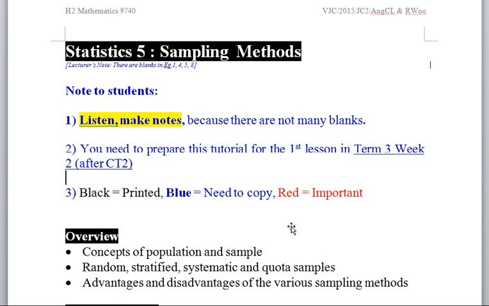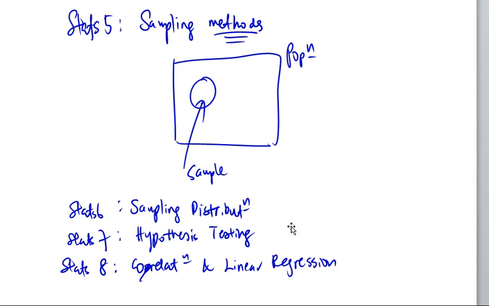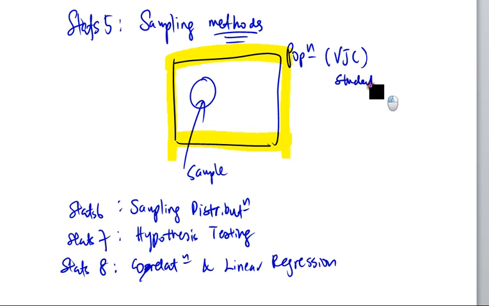Okay, let's talk about sampling methods. What is a population and what is a sample? I think I've gone through this somewhat already. If, for example, you are interested in the opinions of VJC students, you can't survey all 1,006 VJC students. For one reason or another, practicality, not everyone will respond to the survey. So what we do is we select a sample.